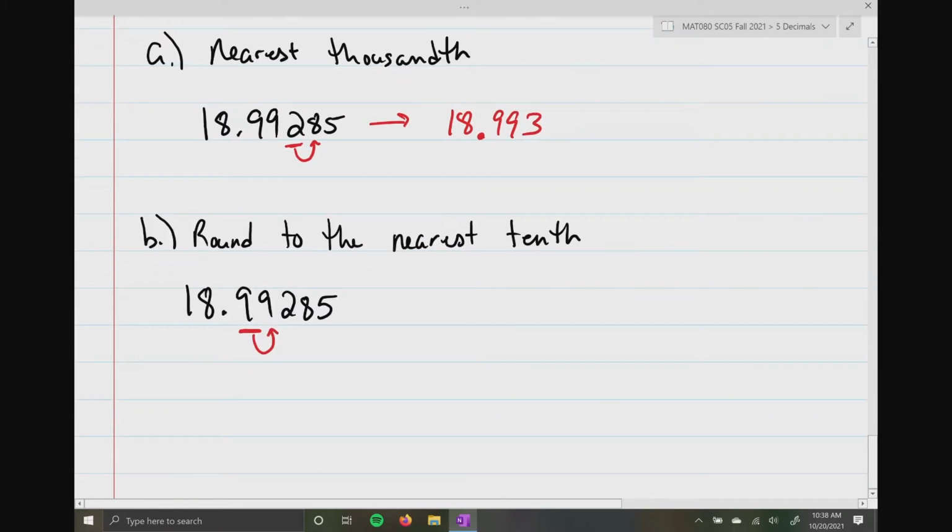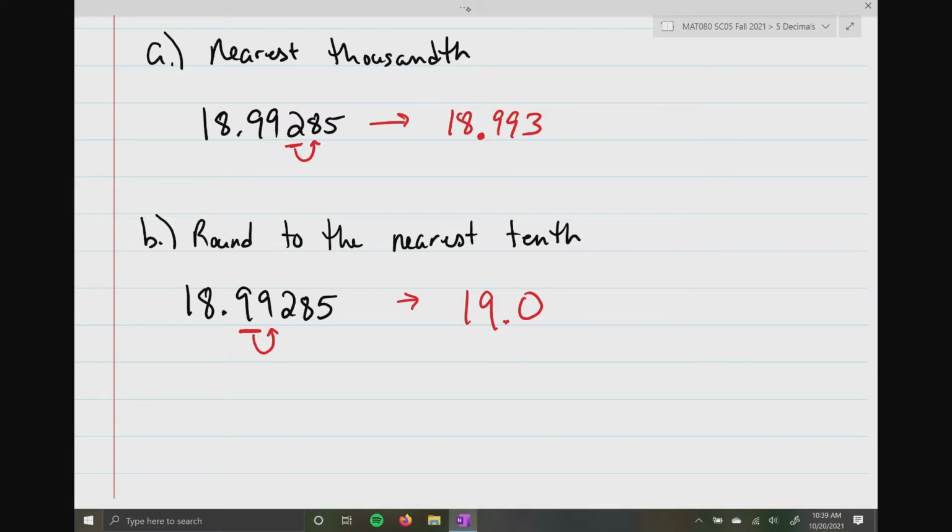But if I round up, that 9 has to turn into a 10. So if you think about it, that 9 is going to turn into a 0, and then you carry the 1 over into the ones position. So it's going to be 19.0. Does that make sense so far, everyone?